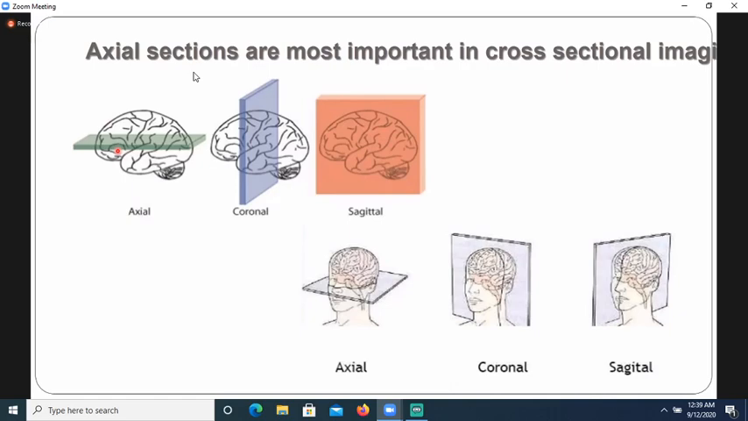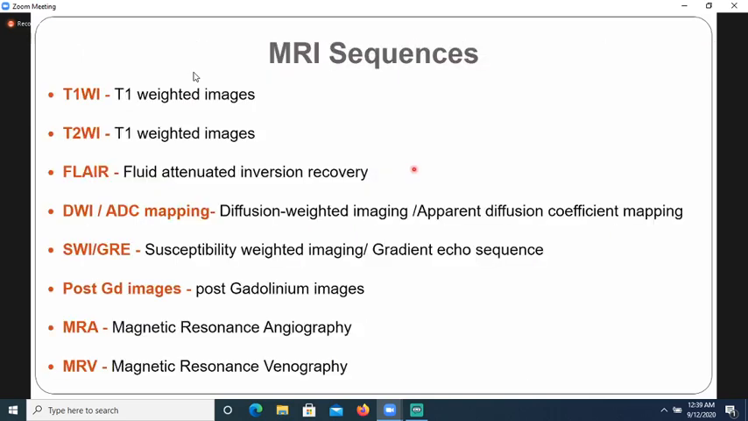Then the most important topic which I want to cover is the MRI sequence. Just brief, because MRI is not just one imaging modality or just one image sequence.